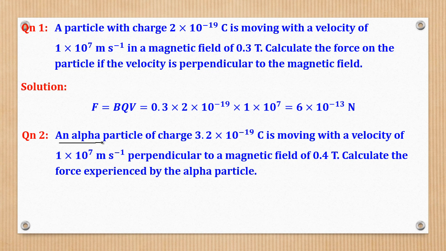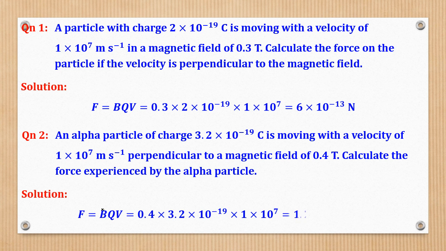Question 2. An alpha particle of this charge is moving with this velocity, perpendicular to a magnetic field of 0.4 Tesla. Calculate the force experienced by the alpha particle. So force is BQV: flux density, charge, and velocity. You'll come up with the answer they wanted.